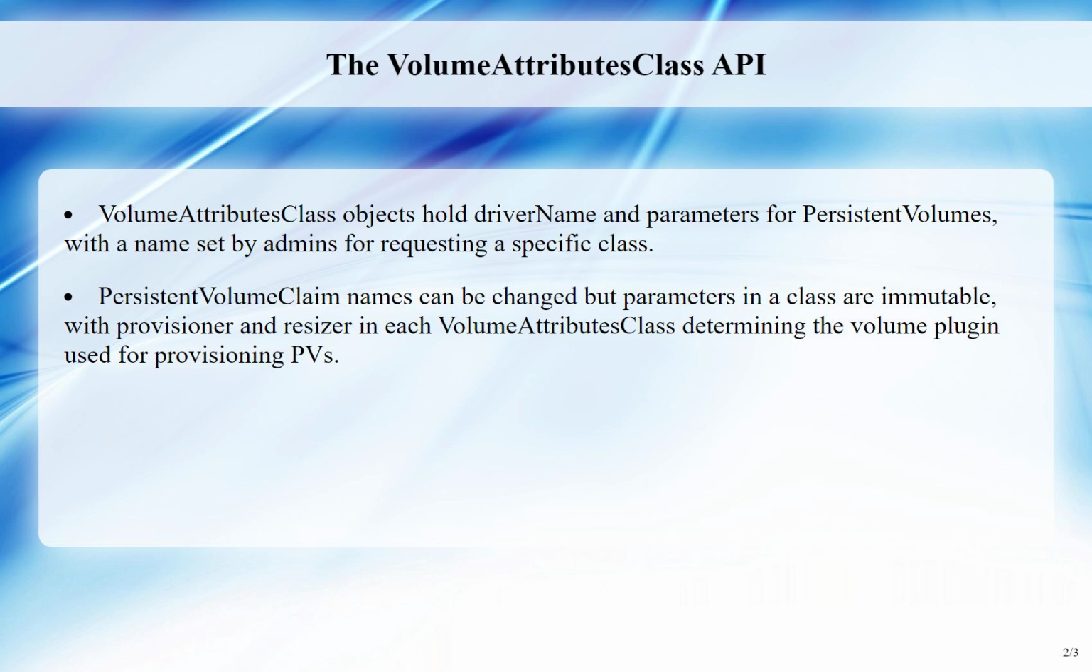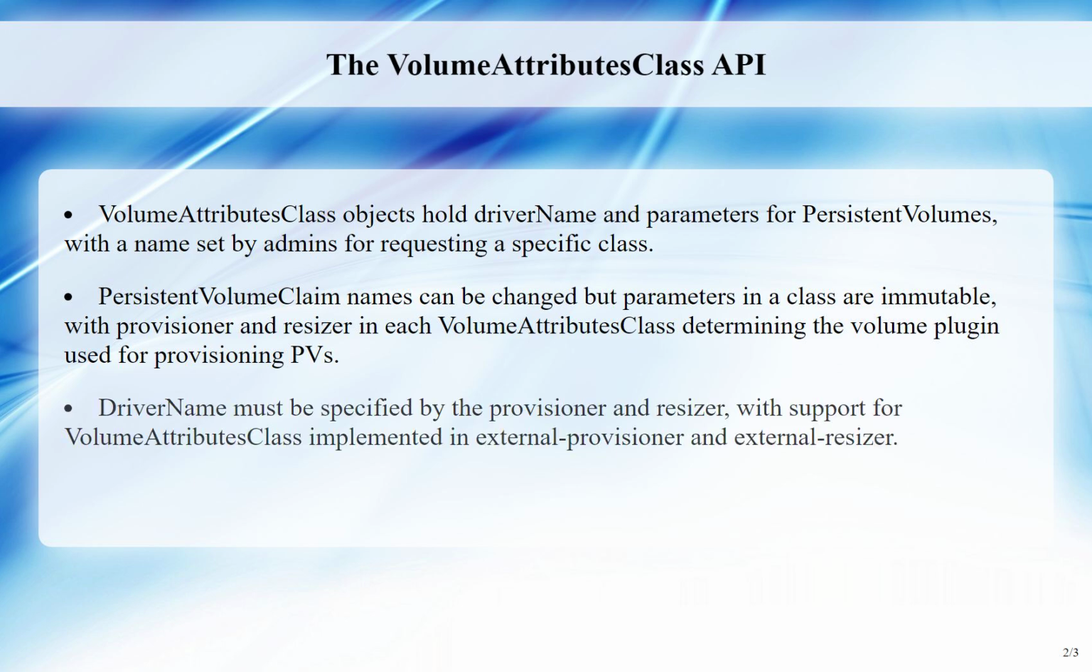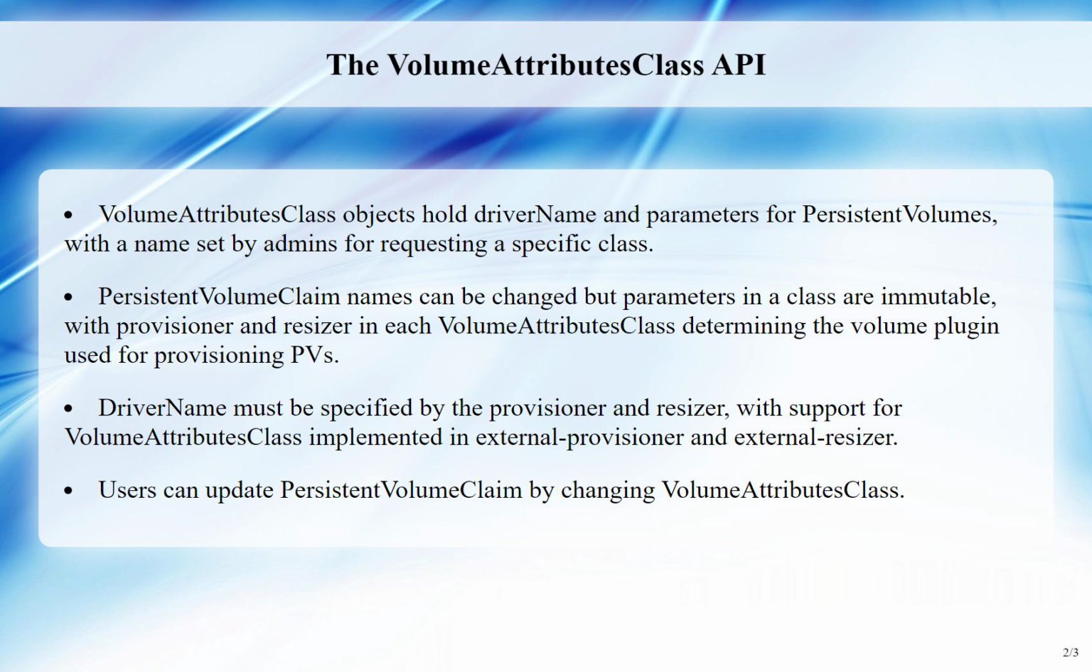Each volume attributes class has a provisioner and resizer that determine the volume plugin used for provisioning or modifying PVs. The provisioner and resizer must specify the driver name. The feature support for volume attributes class is implemented in Kubernetes CSI external provisioner and Kubernetes CSI external resizer respectively, but external provisioners can also be used following Kubernetes specifications. Users can update a persistent volume claim with a new volume attributes class to apply changes.